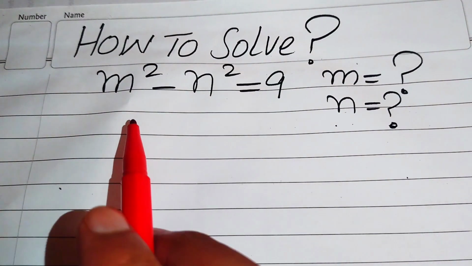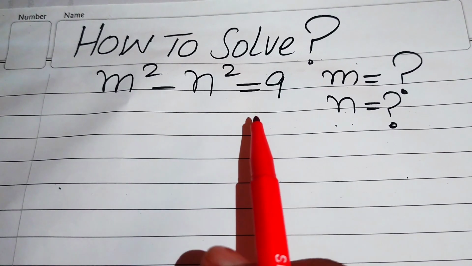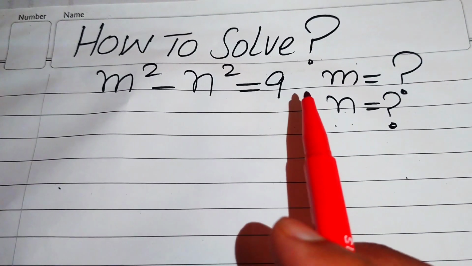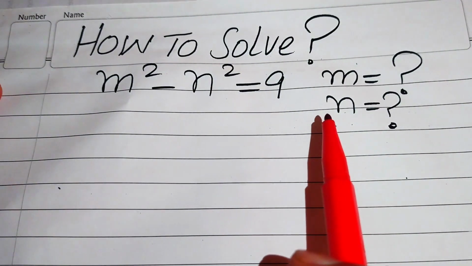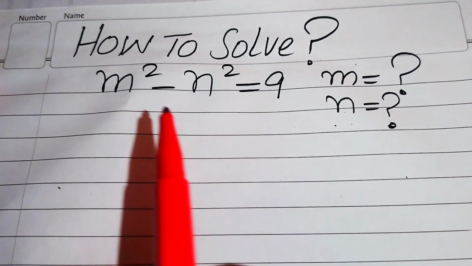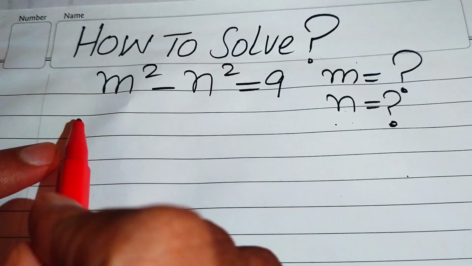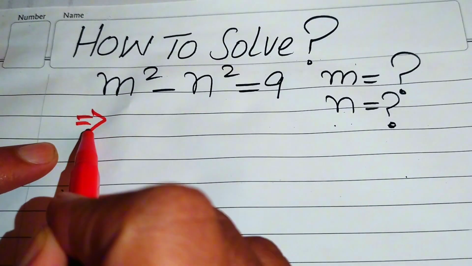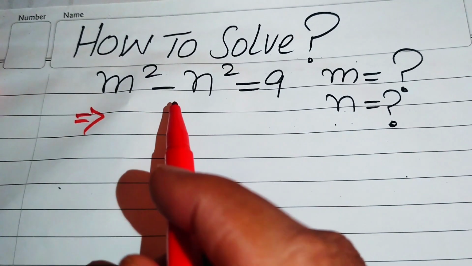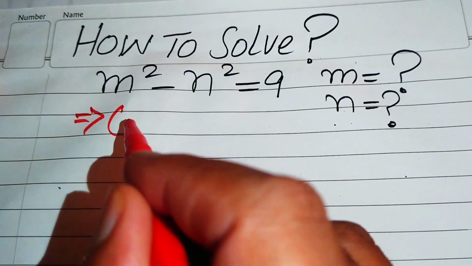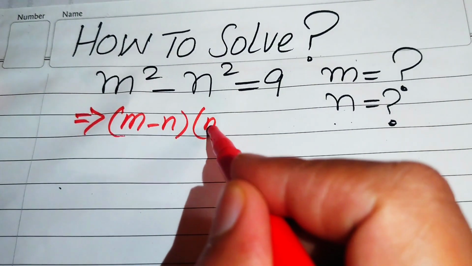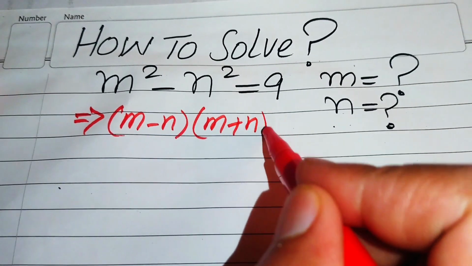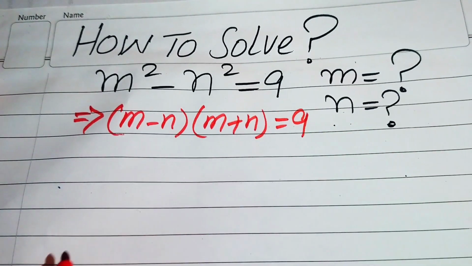And here we have m square minus n square equals to 9, and we solve this problem for the values of m and n. So the very first step we are going to do is, first we focus on the left hand side, and we have this nice square identity: m square minus n square is equal to m minus n times m plus n is equal to 9.